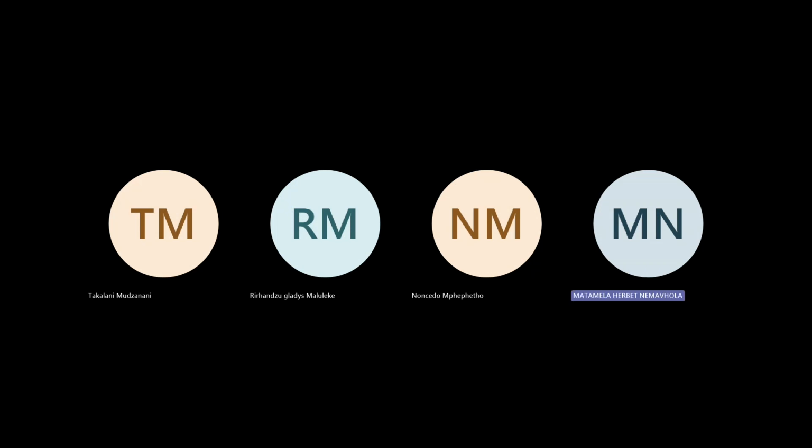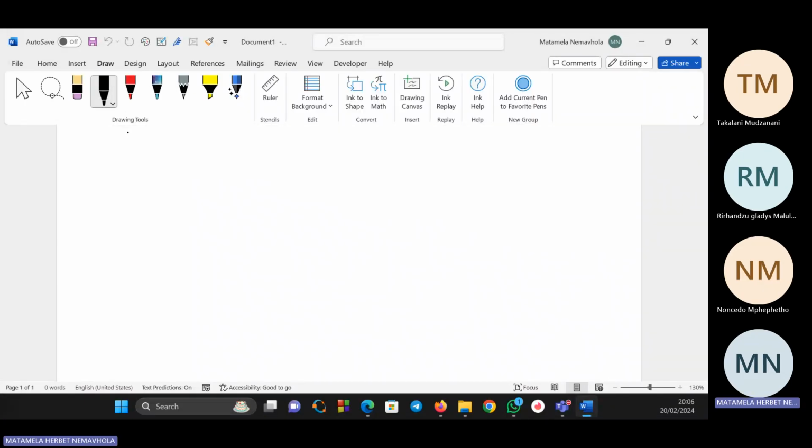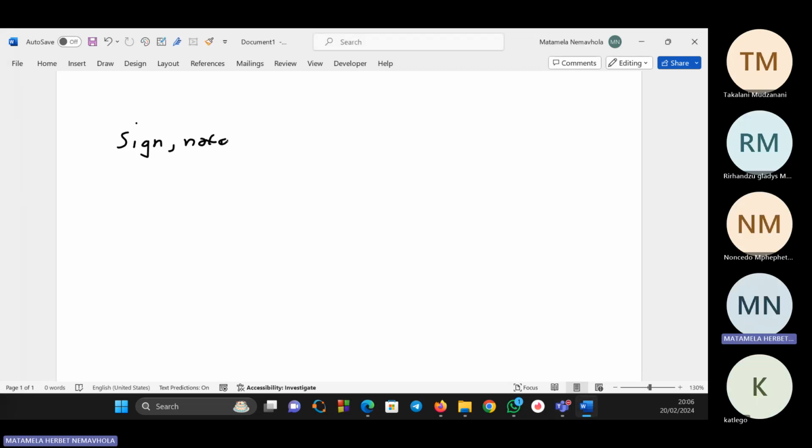Yeah. So it's about the sign. Some of the things we're still gonna do them. It's about the sign and the notation. Sign notation. And number line.